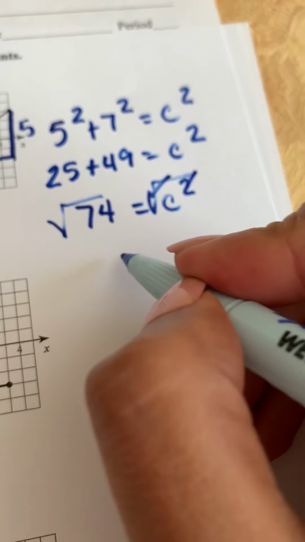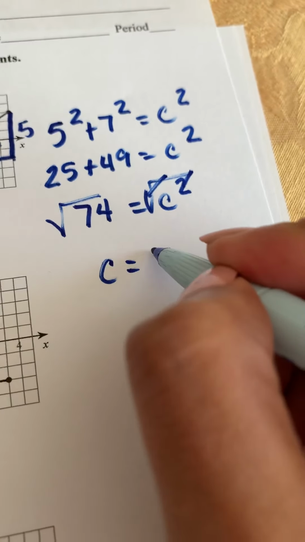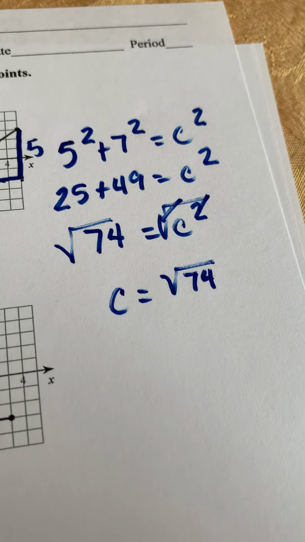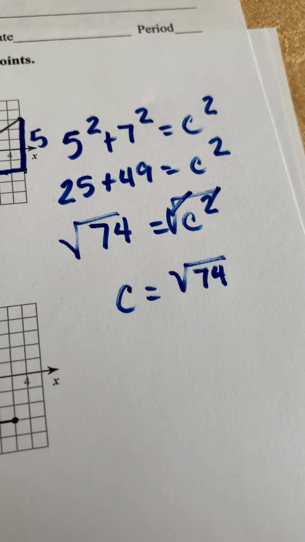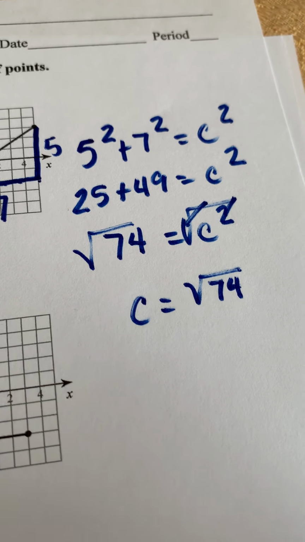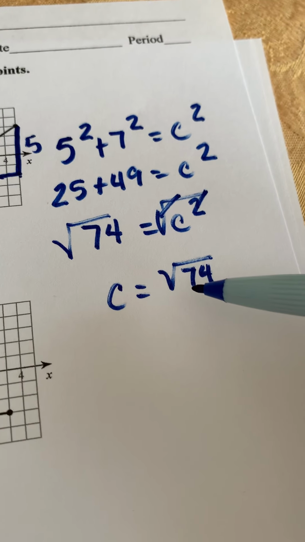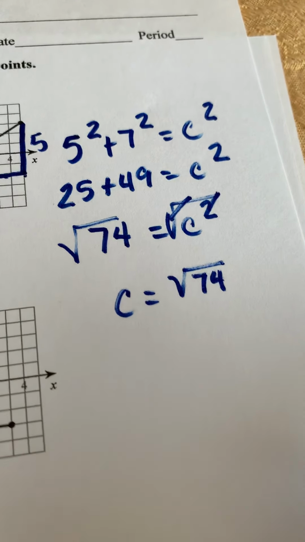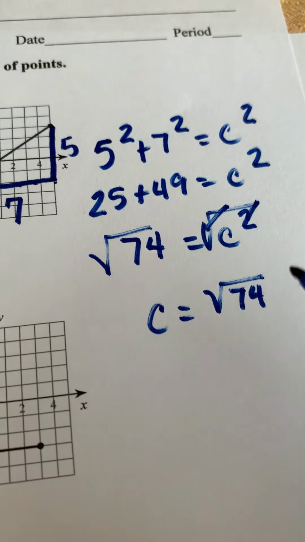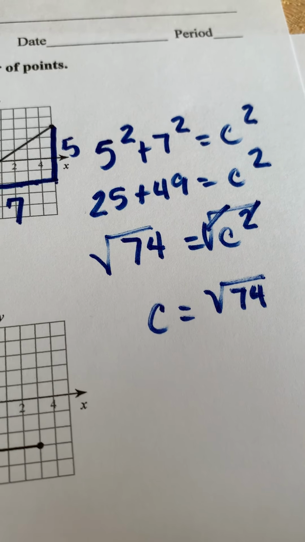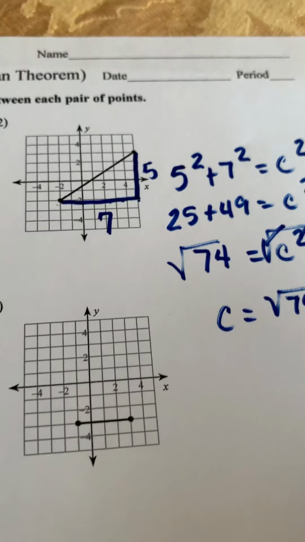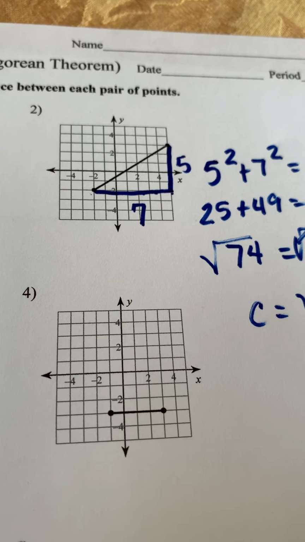I don't have my calculator handy with me, so I'm going to leave my answer as a square root of 74. You cannot enter your answer as a square root of 74. You're going to have to enter this in your calculator and then come up with your answer. Please keep in mind, pay attention if I ask you to round your answer to the nearest tenth or not, and put your answer on there. So this is what you're going to do for each problem.